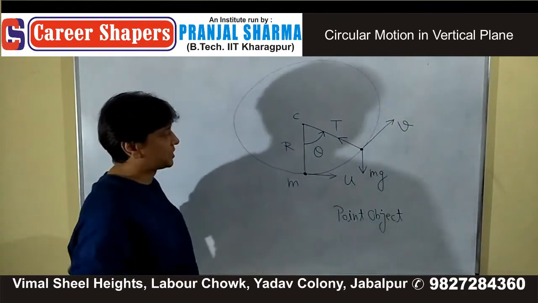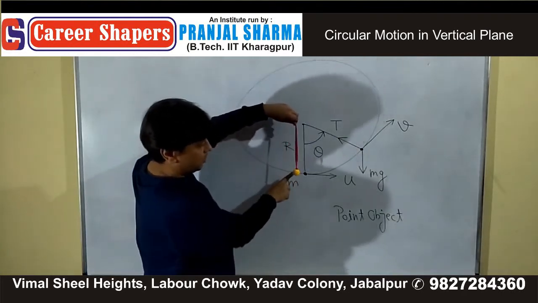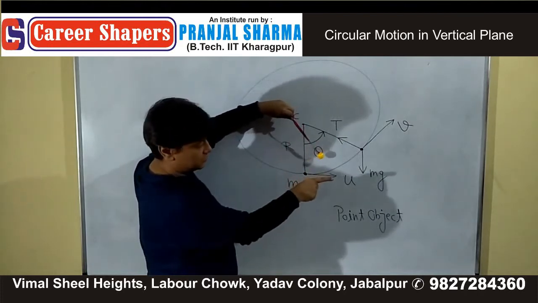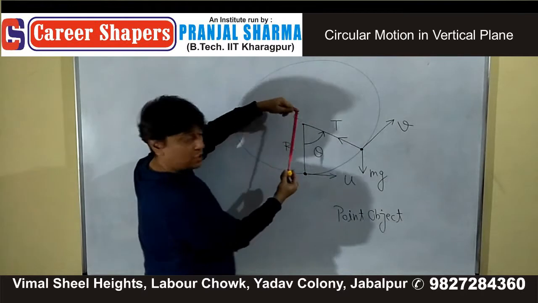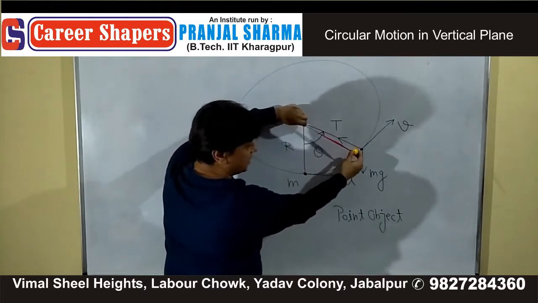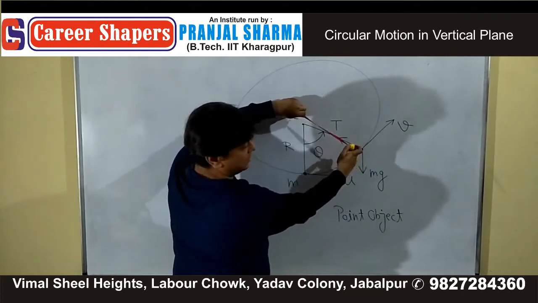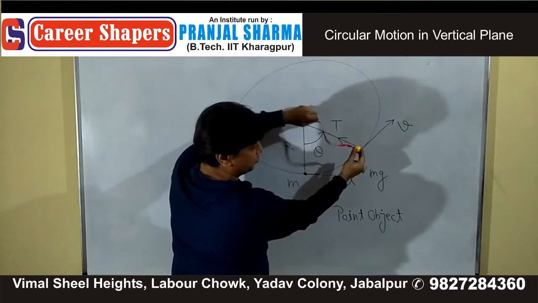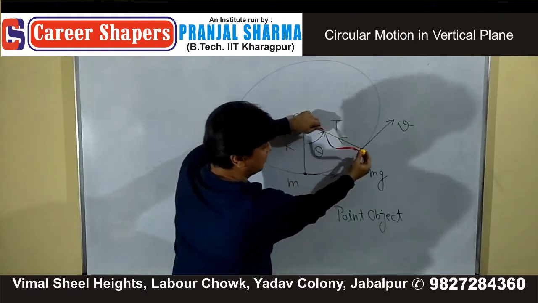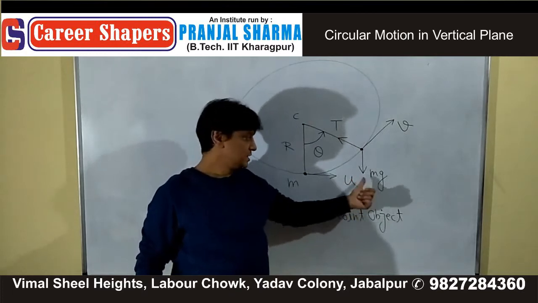What's happening? You have this object. At the lowest point, some velocity is given in this direction. This velocity is u. And because of this velocity, it covers an angle of theta. And after covering this angle theta, its velocity becomes what? V. Right here, this rope is pulling this object. Pull is always away from the body. This pull is T, and downward force is mg.